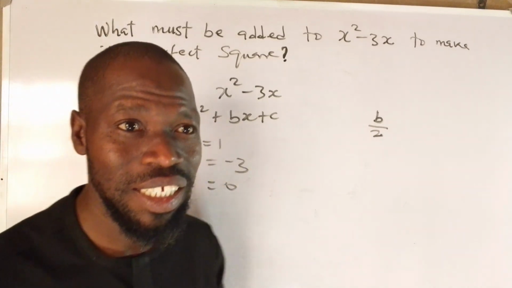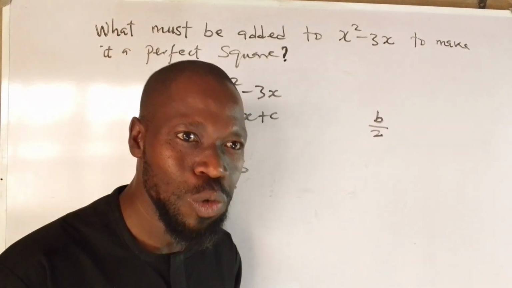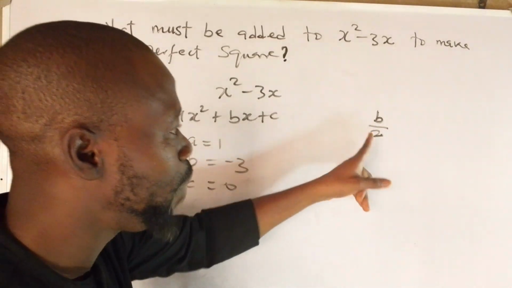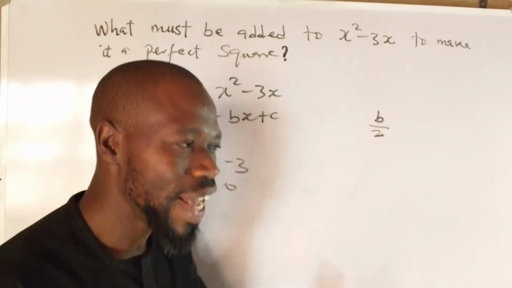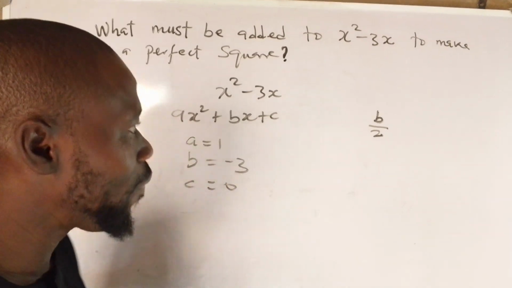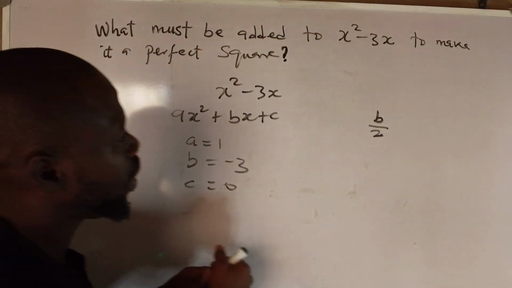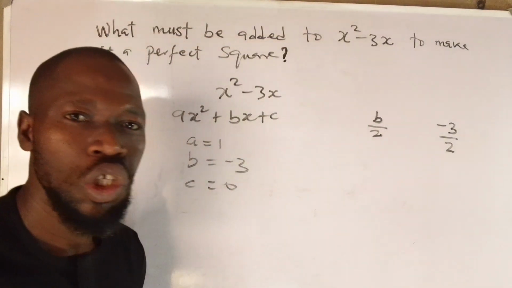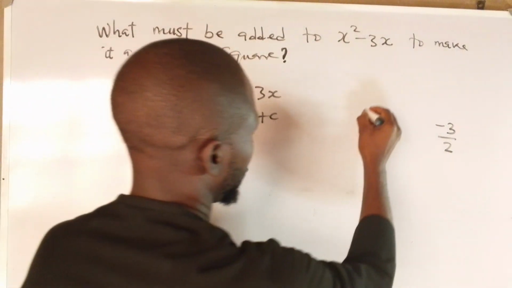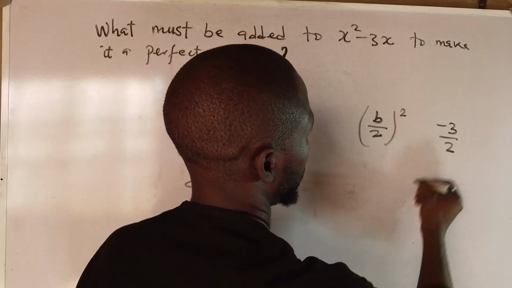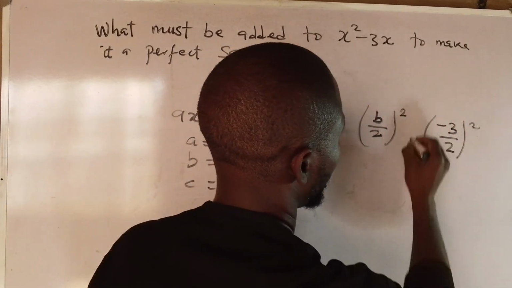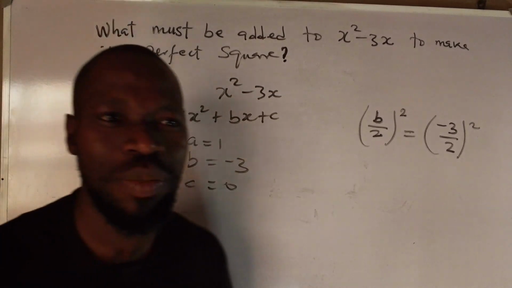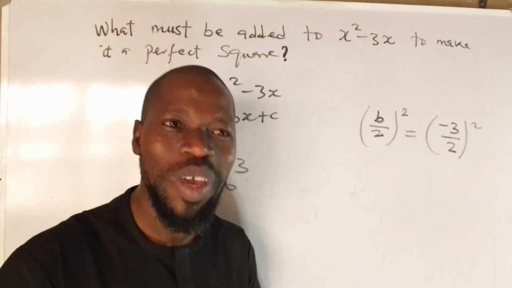To make any quadratic expression or quadratic equation a perfect square, find the half of b, or find the half of the coefficient of x. When you find the half of it, for this expression, half of b is minus 3 over 2. Square it. So, we square it and add it to the expression. Then you have made the expression a perfect square. How do you make it a perfect square?